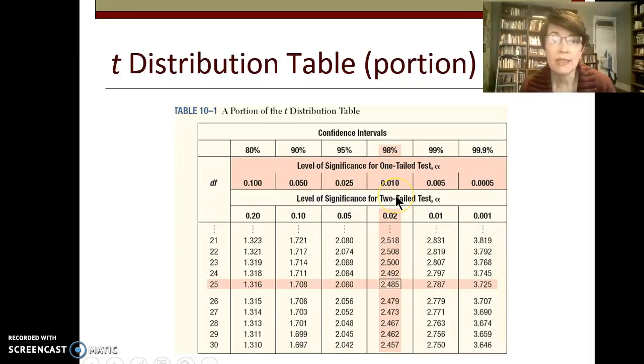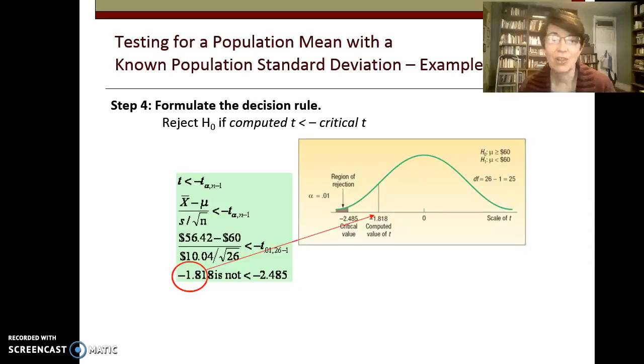If it was a two-tailed test and we were using that same significance level, it would actually be over here in this column. So make sure you find the right column and we come down, make it level with our 25, which is our degrees of freedom, and we get 2.485. Now remember what this is. We're in the negative territory, right? So it's actually going to be a negative 2.485 because our problem was written that we were trying to talk about less than 60, right, for our alternate hypothesis.